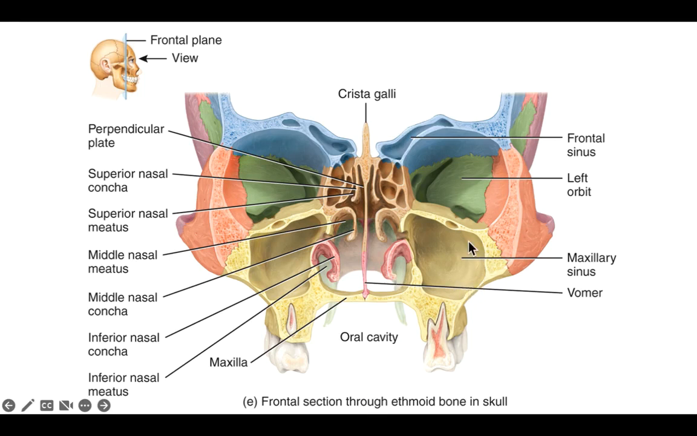Then you can see the maxillary sinus. So that's the fourth bone that has paranasal sinuses. We had the frontal sinus, the ethmoidal sinuses in here. You don't see the sphenoidal sinus in this picture, but then you also see the maxillary sinus. So kind of an interesting picture.